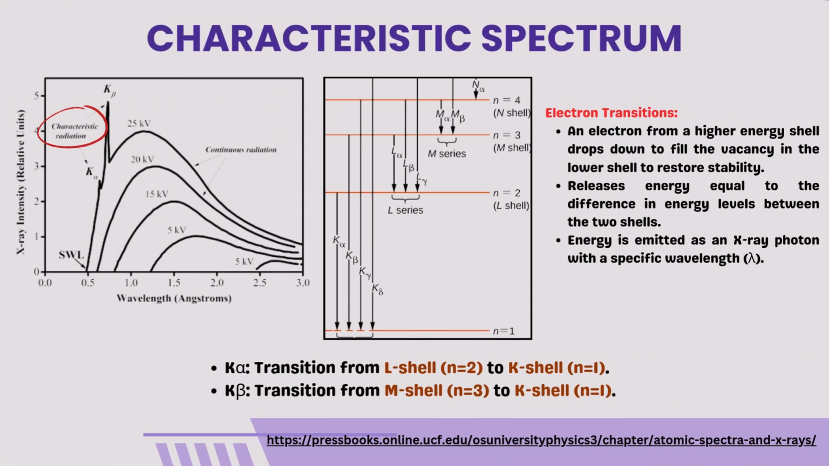When an electron from a higher shell fills a vacancy in the lower shell, the energy released is emitted as an X-ray photon. The energy corresponds to the difference between the two shells' energy levels, leading to sharp peaks in the X-ray spectrum. The peaks such as K-alpha and K-beta represent transitions like L shell to K shell and M shell to K shell respectively. These sharp peaks are unique to the target material, helping identify the element based on its characteristic X-ray spectrum.